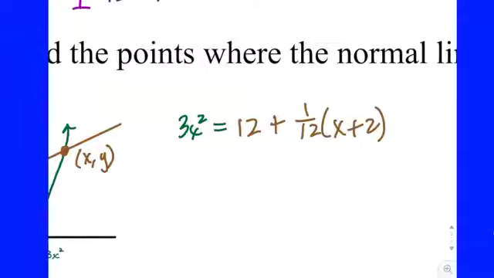This, by the way, makes a great free response question. Wink, wink, hint, hint.